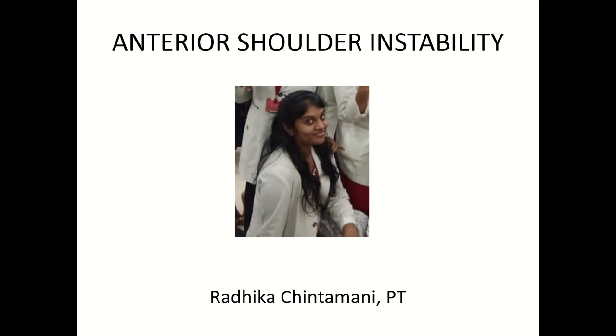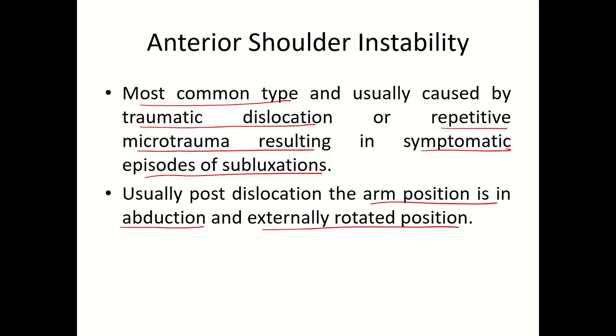Good morning everyone. Let's deal with anterior shoulder instability in today's lecture. We have already seen in the last lecture that anterior shoulder instability is very common, seen in 90% more commonly compared to the other directions of shoulder instability. The cause is either traumatic dislocation or repetitive microtrauma leading to symptomatic episodes of subluxation, that is painful range of motion during subluxation, and a clicking sound as well.